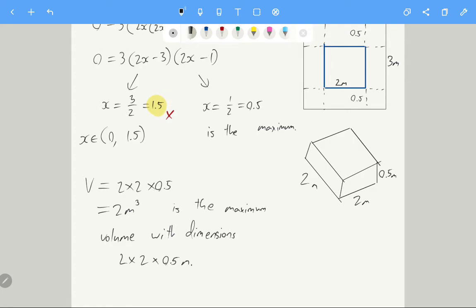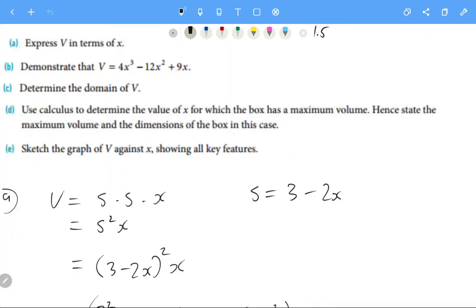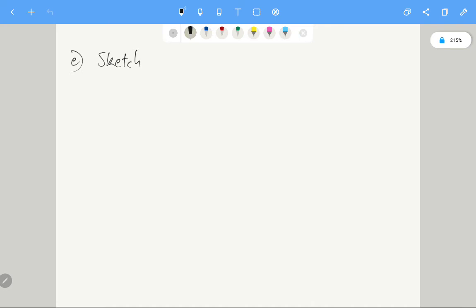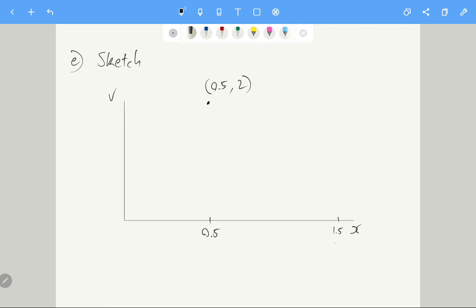Alrighty, last part of the question is just to do a quick sketch. We actually have all of the information we need. So the last part is just to sketch V against x, showing all key features. Now we've actually worked out pretty much everything that we need to know. We know that the maximum happens at 0.5, and we know that the volume at that point has a volume of 2. We also know that at 1.5 the volume is 0, and at 0 the volume is 0.